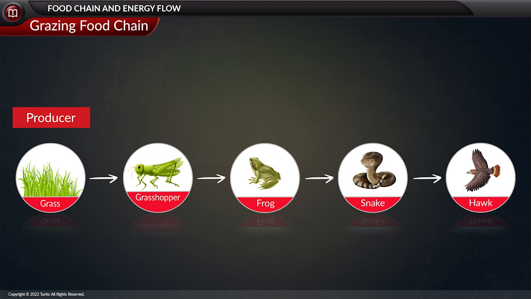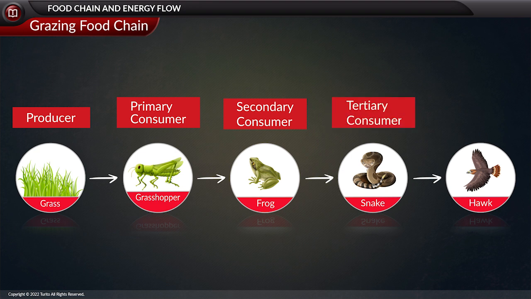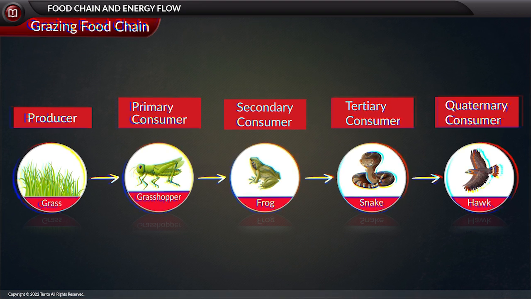For example, a grazing food chain consists of grass, grasshopper, frog, snake, and a hawk, where the grass is the producer and the grasshopper is the primary consumer. The frog is the secondary consumer, the snake is a tertiary consumer, and the hawk is a quaternary consumer. Being at the topmost level, quaternary consumers do not have any predators.